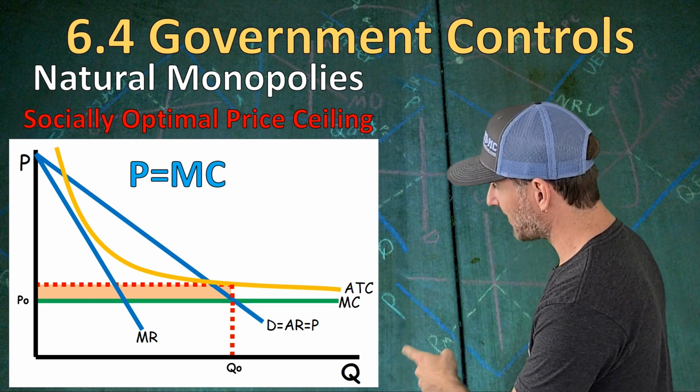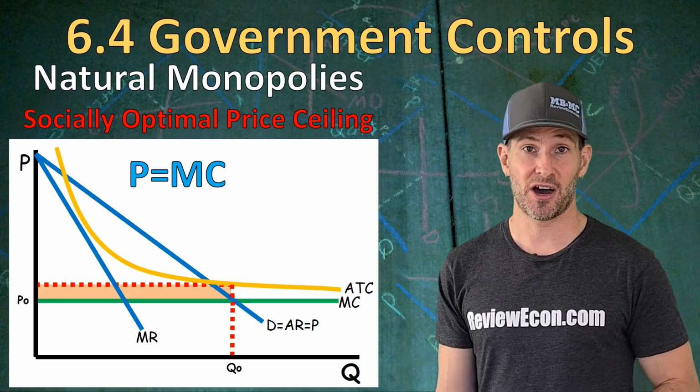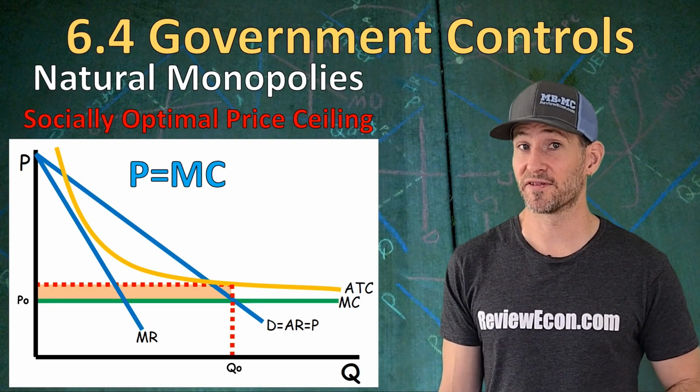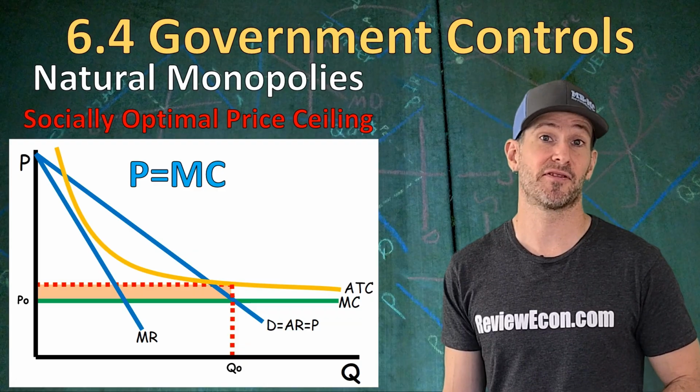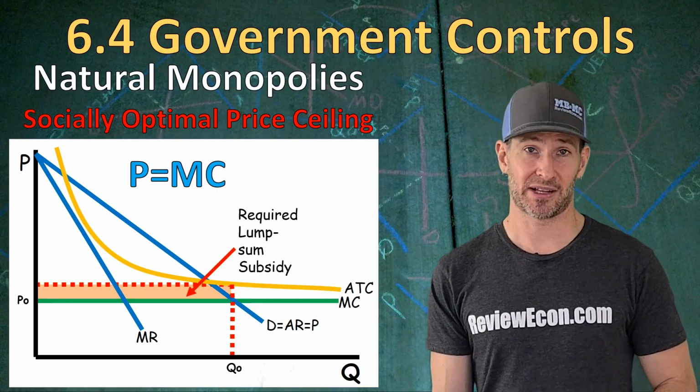You can see that the average total cost is above the demand curve there at QO. If the government imposes this price ceiling and expects this firm to stay open for business, it's going to need to offer the firm a lump sum subsidy equal to that economic loss.